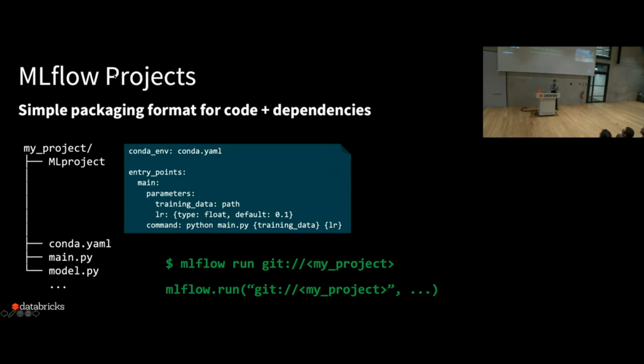And then as a user, on your machine, you can just do mlflow run and then the URI of the project to run it. Or you can also call these through an API, and you can also execute them remotely on Kubernetes or on Databricks, the cloud service, or you can plug in your own backend if you want to do something else there. So that's what these look like.